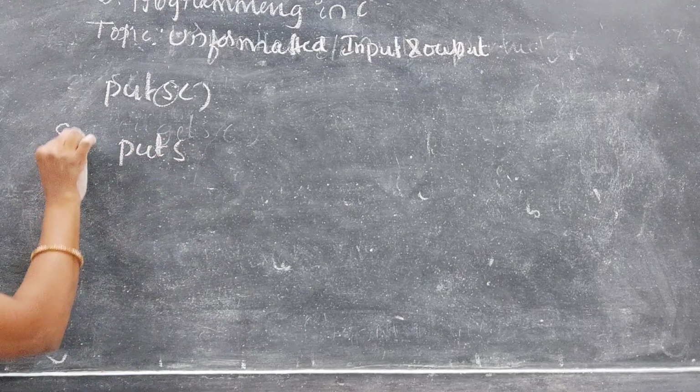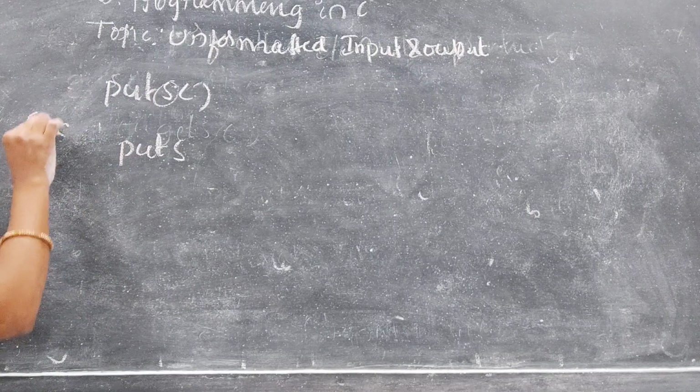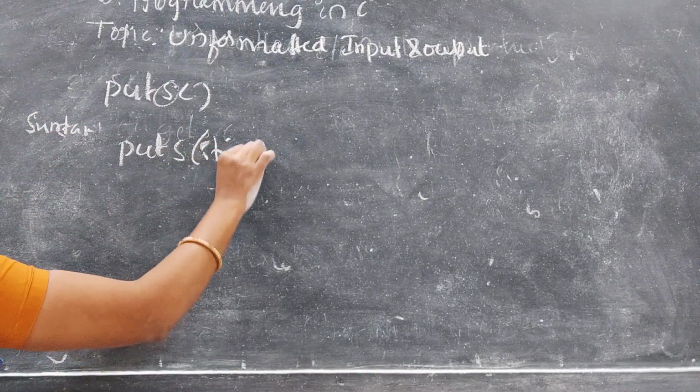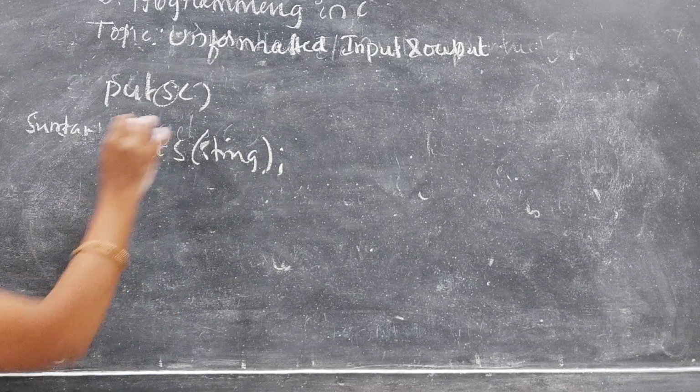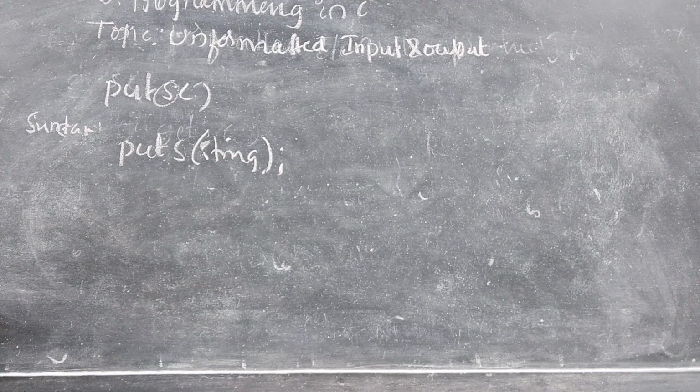puts is the syntax: puts, then the string, whatever string you have taken by using the gets function. Okay, the gets function is used to collect a string from a user, and the puts function is used to print the same string on the output screen. Here s stands for string.